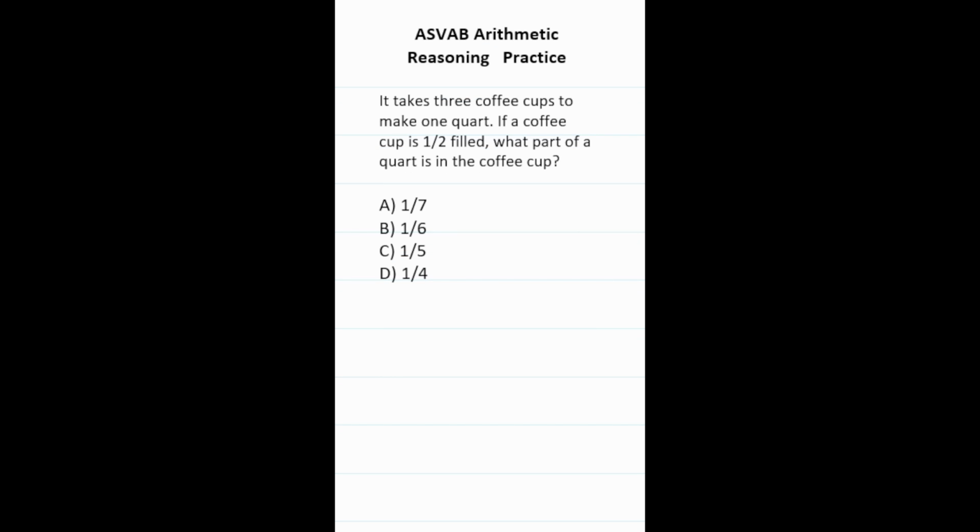This ASVAB PiCAT arithmetic reasoning practice test question says it takes 3 coffee cups to make 1 quart. If a coffee cup is half filled, what part of a quart is in the coffee cup?